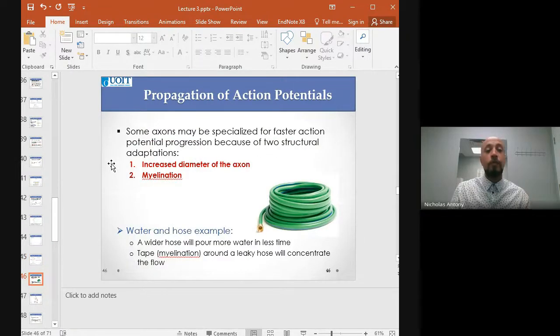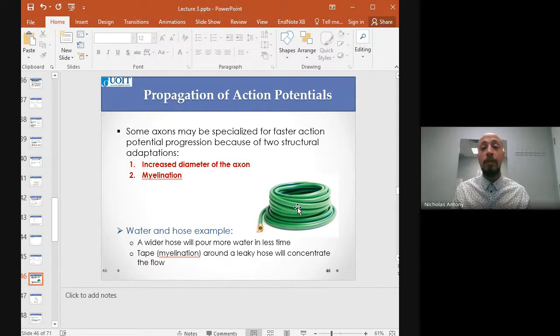However, we can do something to speed up the flow of the energy. So think of this like a water and hose example. If we had a hose, what would be one way to make the hose release more water? Think of a fire hose versus a garden hose. I think Shane said that. Wider. So the bigger the neuron axon, the faster the conduction happens, just like water.